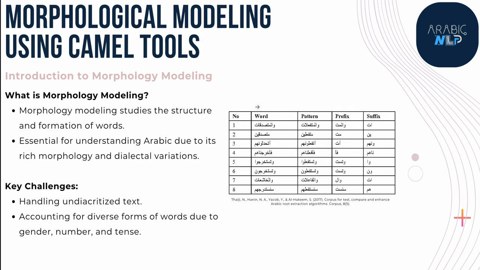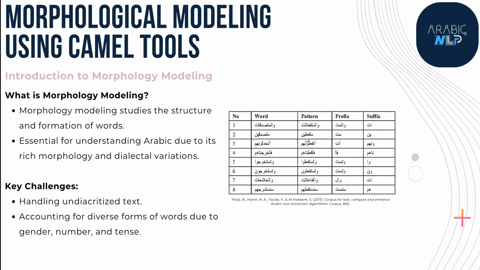So the focus today is on morphology modeling, and morphology modeling actually focuses on studying the structure and formation of the words. And this is important to understand Arabic more, especially when we have some unique challenges, as I told you. One of these challenges is handling the undiacritized text and also accounting for diverse forms of words that differ in gender, number, tense, and more.